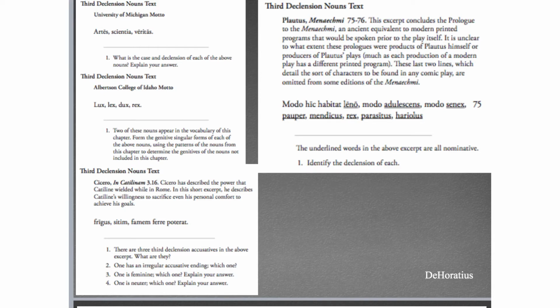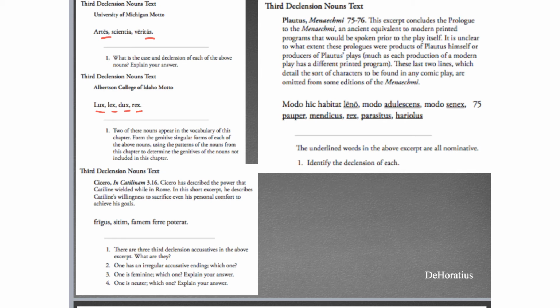So here are a couple other mottos that I don't necessarily have images for. So artes and veritas. We talked about veritas already. Artes is that nominative plural. So arts, science, and truth. That's the University of Michigan motto. Here are four of those X nouns I was talking about. So lux, lex, dux, rex. So light, law, leader, king. Just all lined up there.